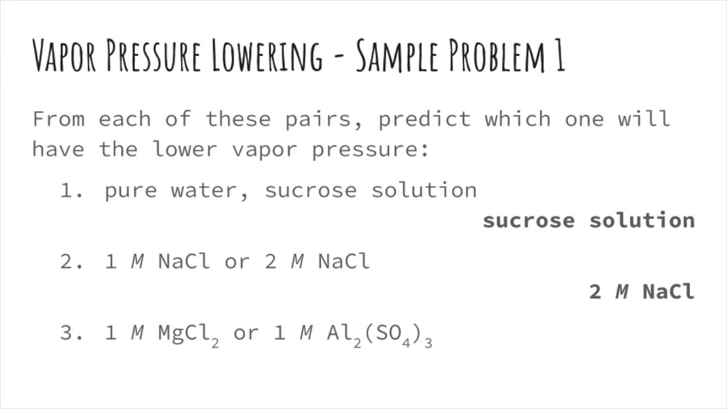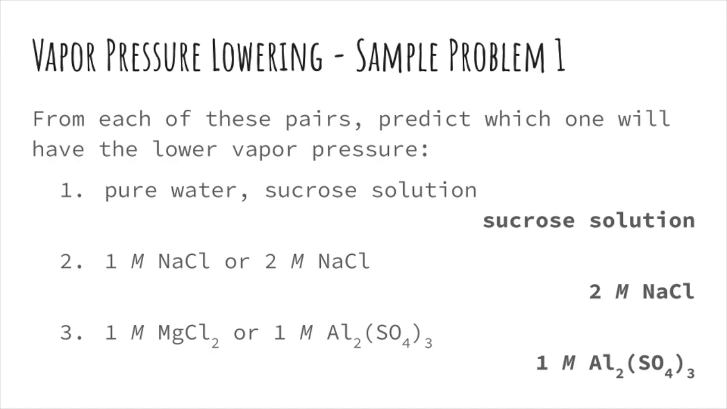It'll be the higher concentration of sodium chloride solution. More solute particles are dissolved in the higher concentration solution, so there will be more lowering to the vapor pressure. At last, we have 1 molar magnesium chloride and 1 molar aluminum sulfate. Which one do you think will have the lower vapor pressure? No, it's not a trick question. They won't both have the same vapor pressure.